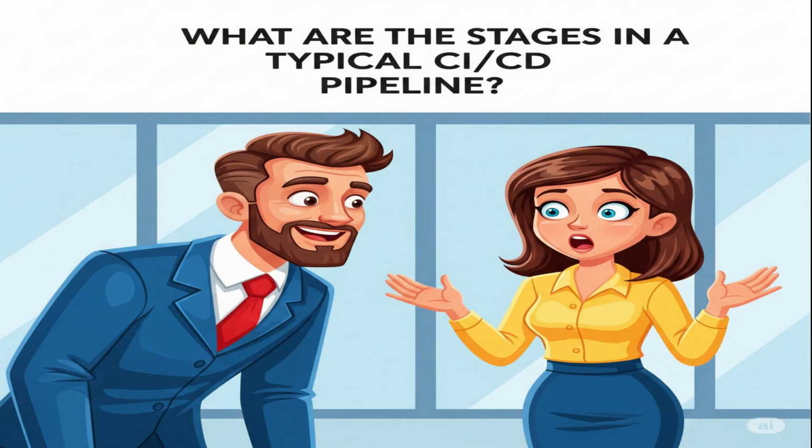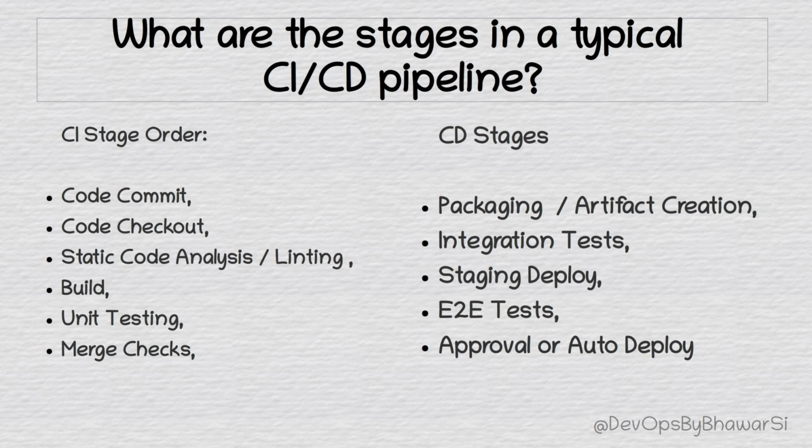What are the stages in a typical CI/CD pipeline? Well, there are a couple of stages. Some belong to continuous integration, and others are part of continuous deployment. As you can see, the number of stages are now shown on the screen, separated into CI and CD. Let's start by walking through the CI stages.